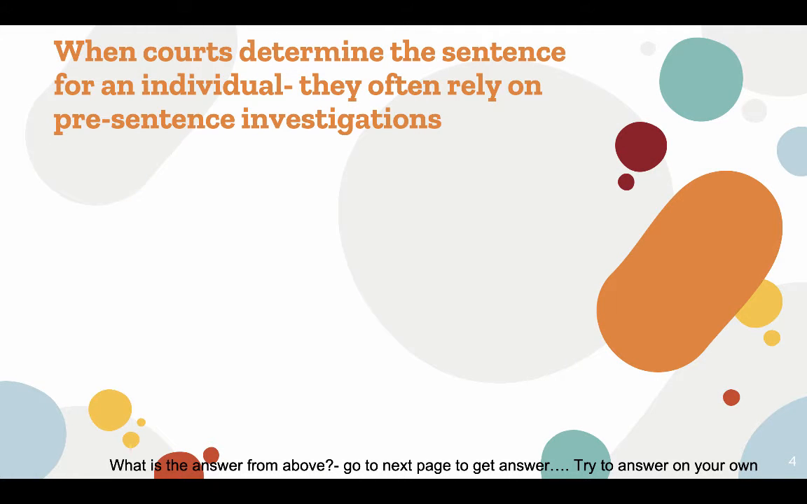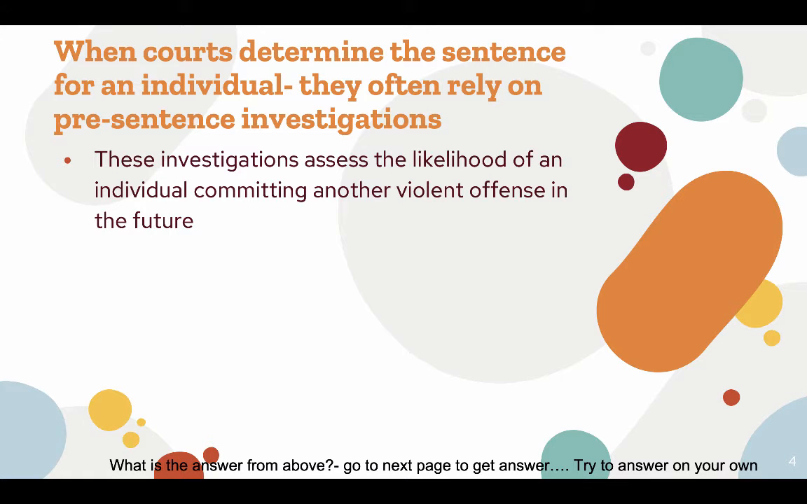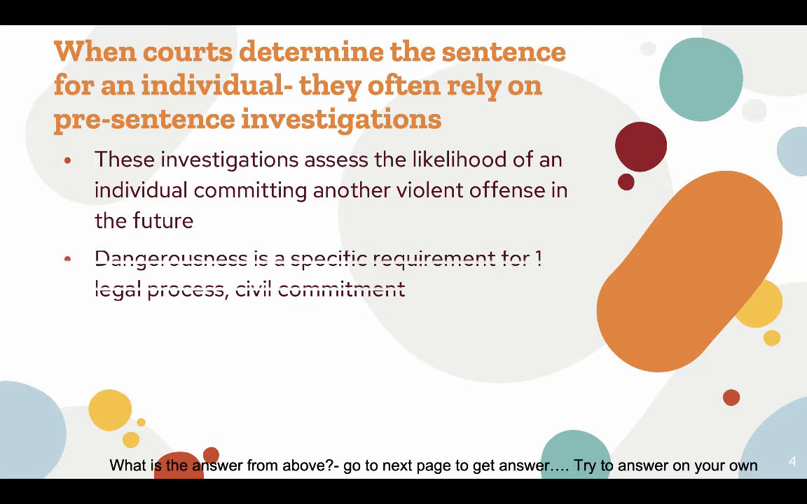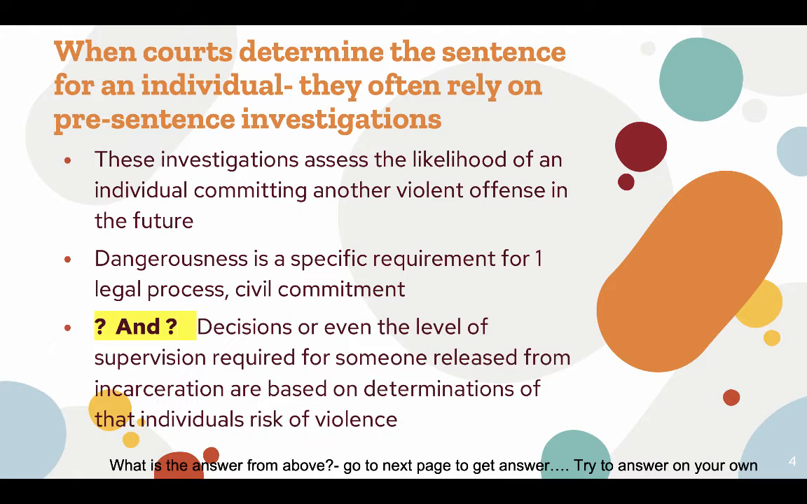All right, so when courts determine the sentence for an individual, they often rely on pre-sentence investigations. These investigations assess the likelihood of an individual committing another violent offense in the future. Dangerousness is a specific requirement for one legal process, civil commitment. Parole and probation decisions, or even the level of supervision required for someone released from incarceration, are based on determination of that individual's risk of violence.